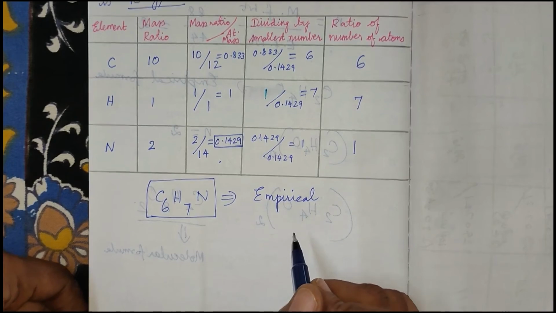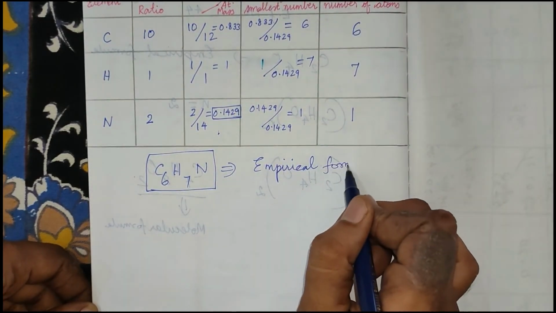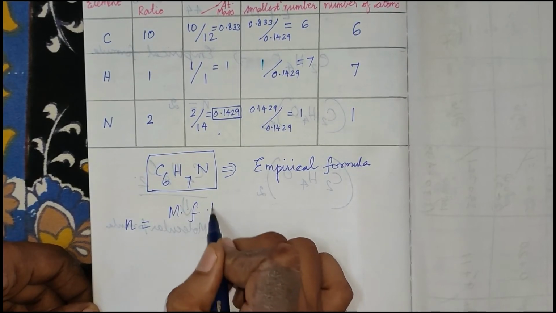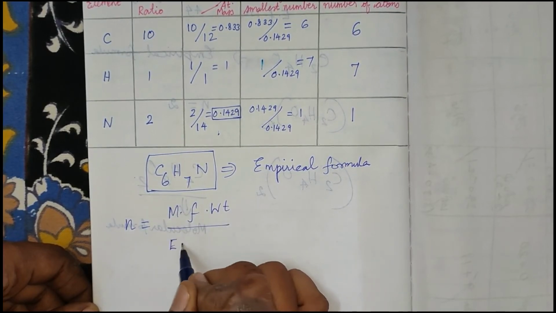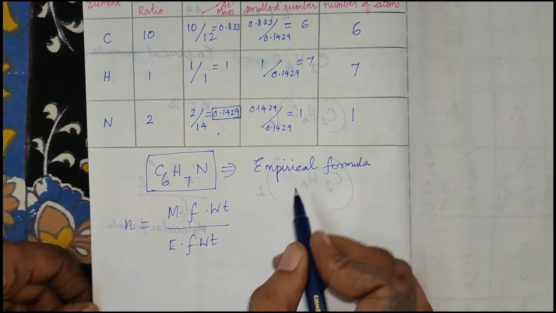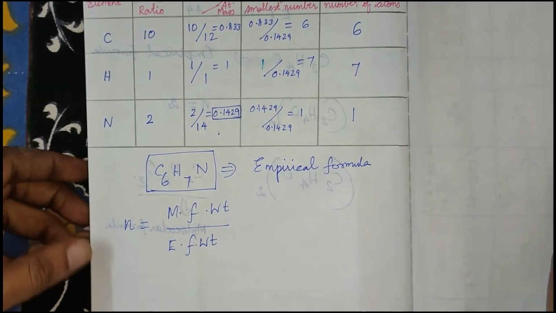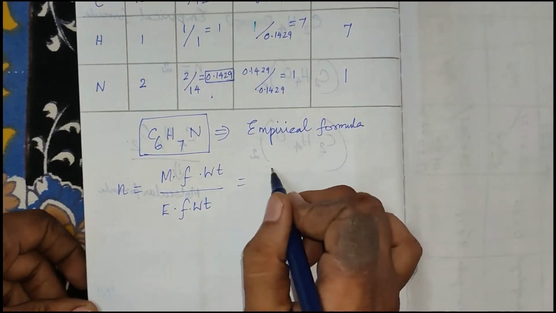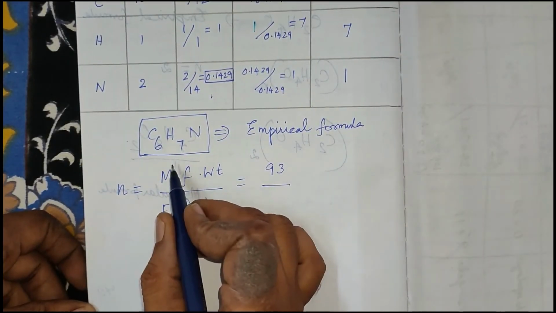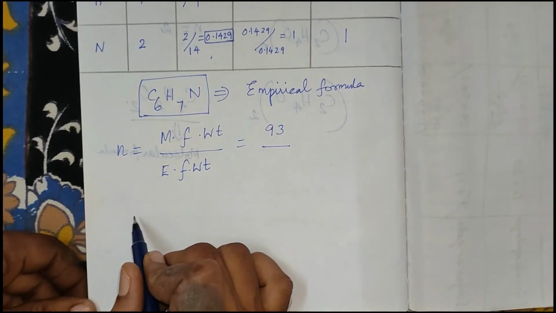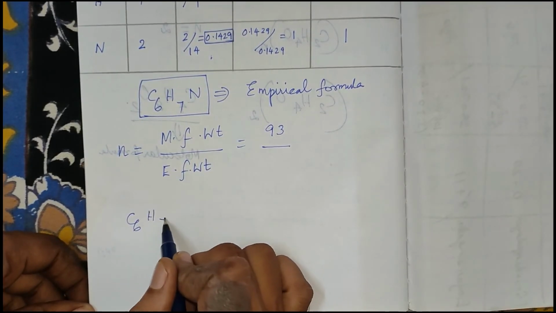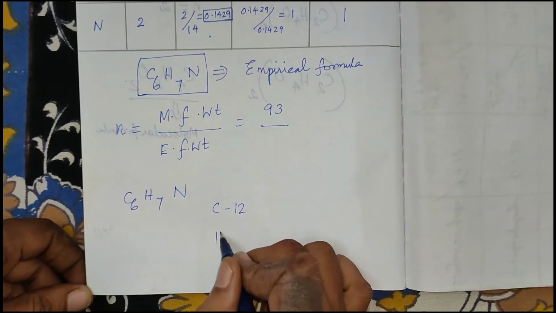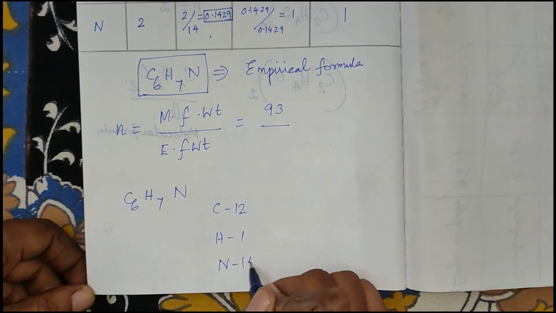Now we need to find out the n value for this. N is equal to molecular formula weight divided by empirical formula weight. Molecular formula weight has been given in the problem as 93, and we have to find out this empirical formula weight. I am going to calculate it here. C6H7N: for carbon it is 12, for hydrogen it is 1 and for nitrogen it is 14.